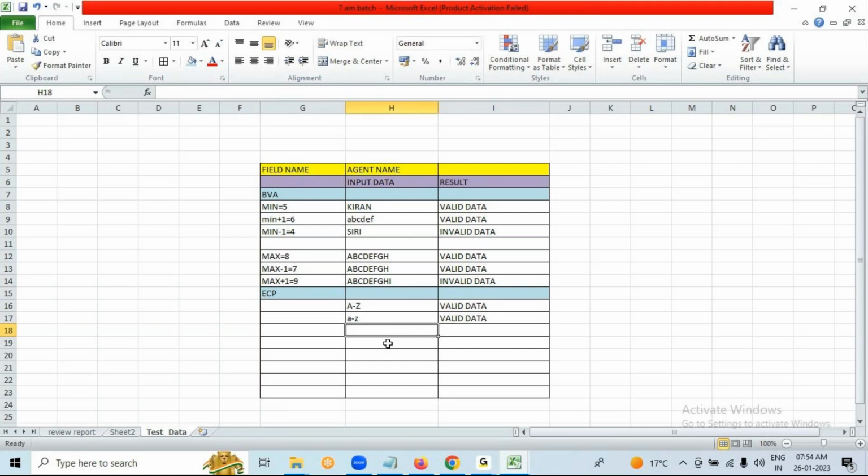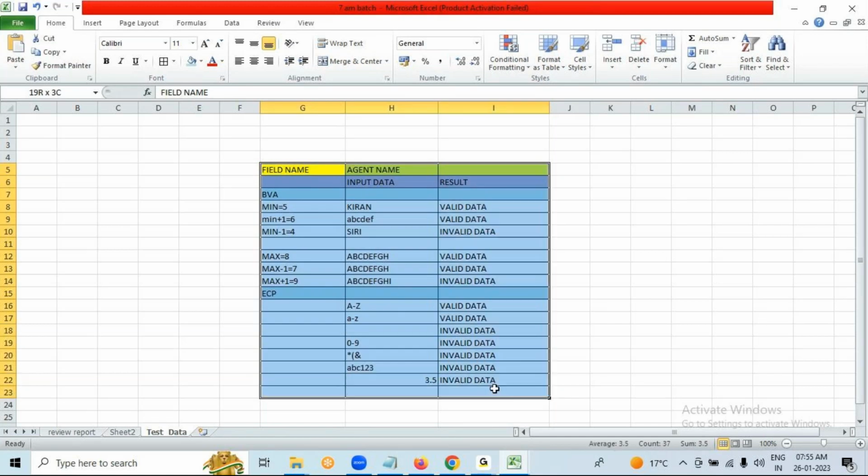Now what about a blank value? Invalid. So yes, blank is invalid. And next, only numbers, special characters, alphanumerics, and point ranges like 3.5, we have to check. Remaining all are invalid data, right? Yes, because the one requirement is alphabets. It should accept only alphabets, right? Likewise, you need to prepare data for the password.